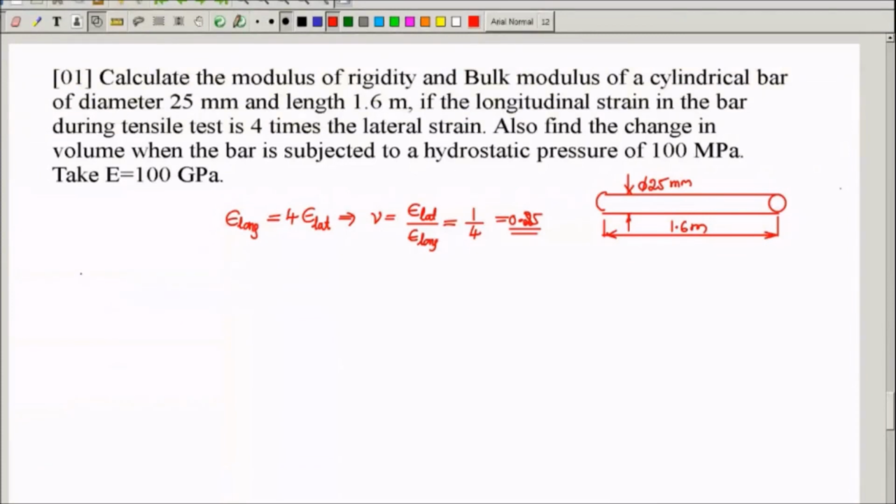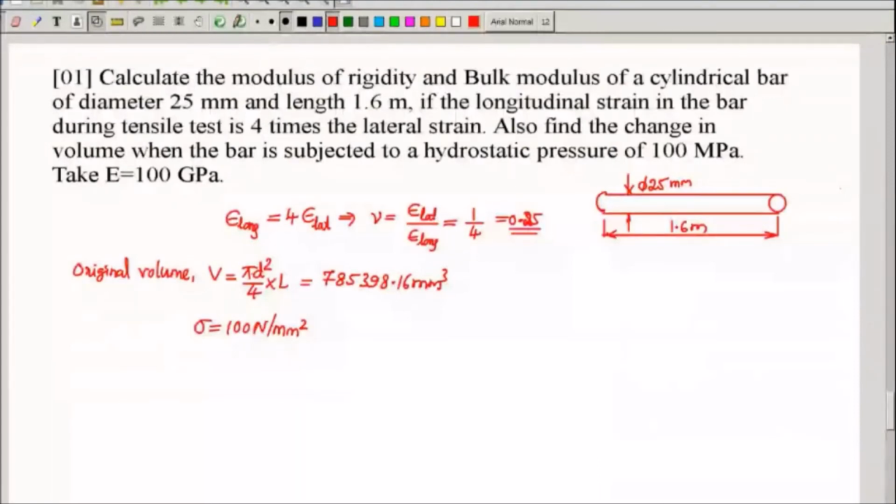We are supposed to find out change in the volume, for which we need to calculate what is the original volume. So original volume V, it's a cylinder. Volume of the cylinder is pi d square by 4 into L. You can calculate this. D square is 25 square, L is 1600. If you calculate, you will get 78539.816 mm cube. Then it is subjected to hydrostatic pressure of 100 MPa, means hydrostatic stress sigma is 100 Newton per mm square.